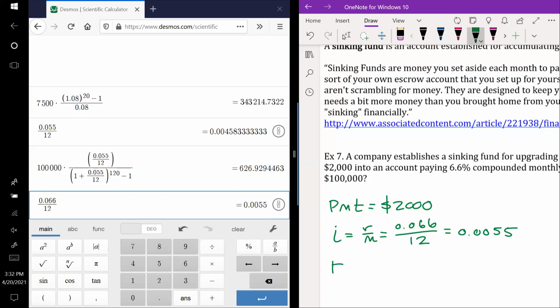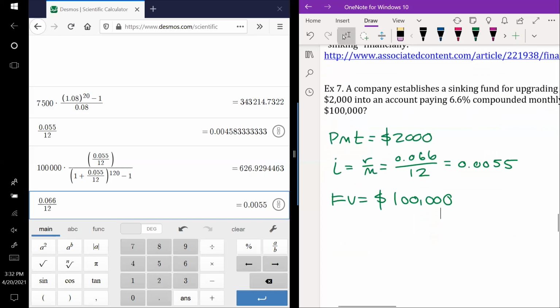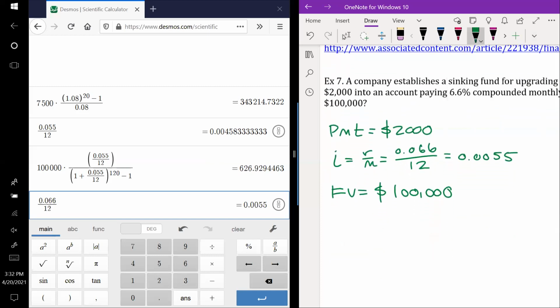So they're giving us the future value, and they're giving us $100,000. So what we have to solve for here is N. But remember that N is also M times T. So that's going to come back when we get to the end.